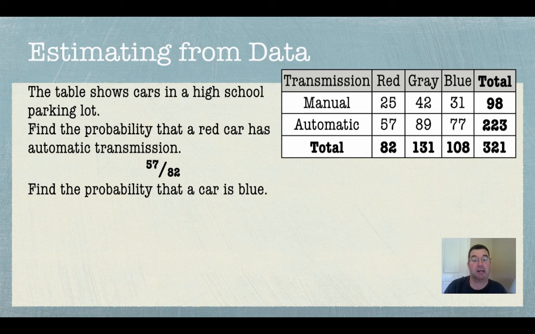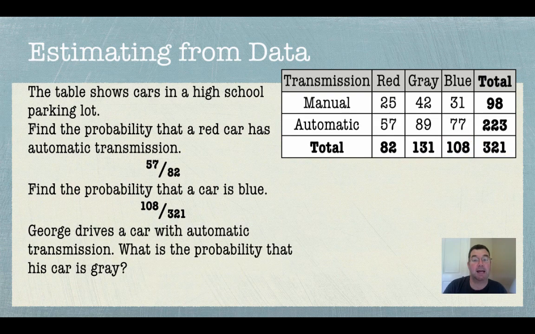Find the probability that a car is blue, so any car. So I'm going to look at all of the blue cars. There's 31 with manual transmission and 77 with automatic transmission, and I need to count both of those. So that's going to be a total of 108 out of the 321 cars that are in the parking lot, and that's 108 out of 321.